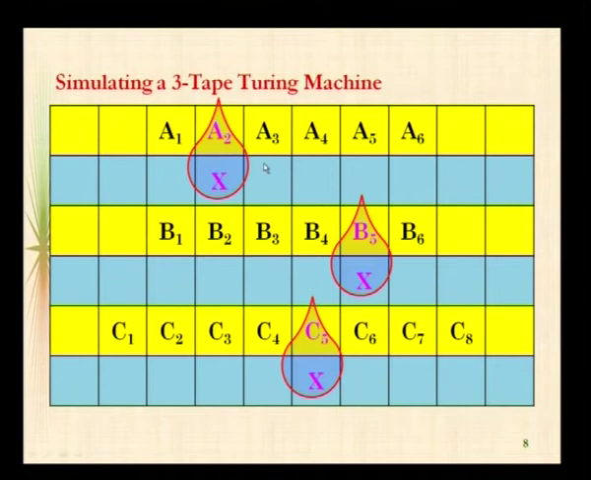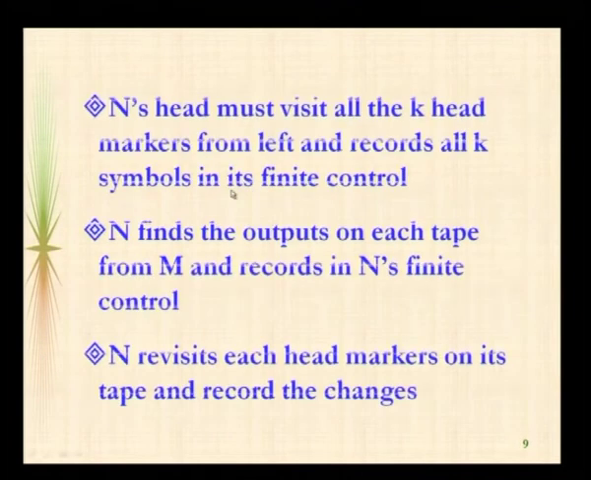So, we need to traverse from right to left until we process the 3 X marks available in 3 different columns of the Turing machine. Once it is done, then we can say that one transition of the multi-tape Turing machine has been achieved. So, that is what we do here.